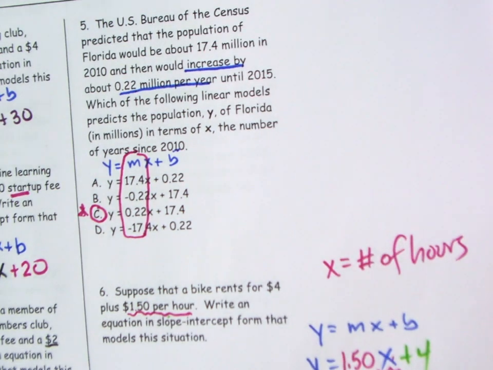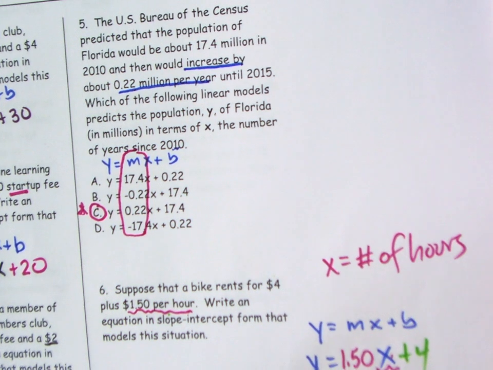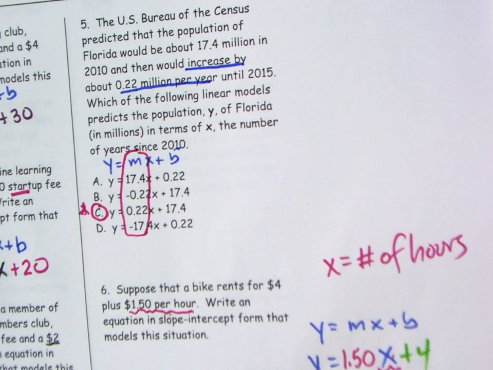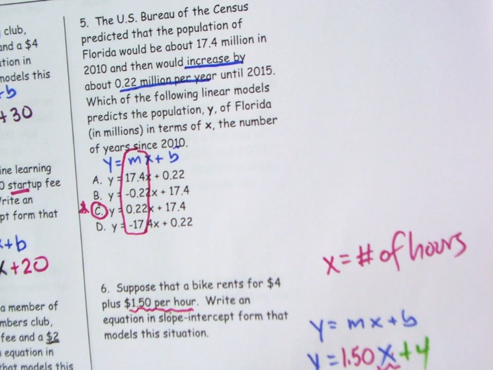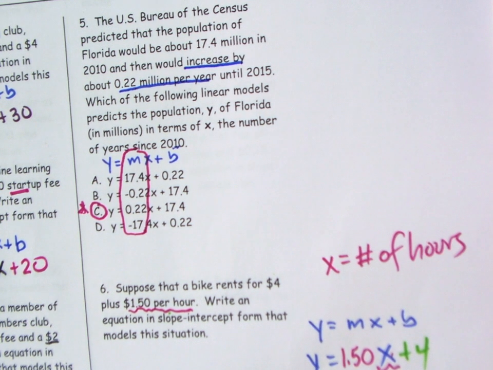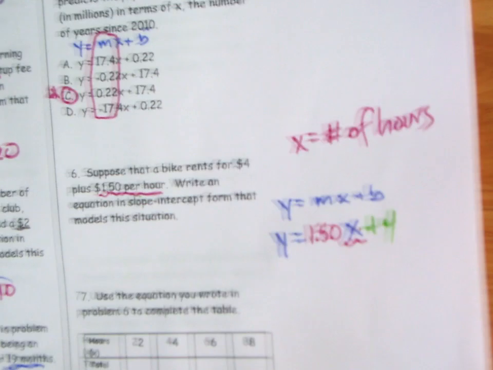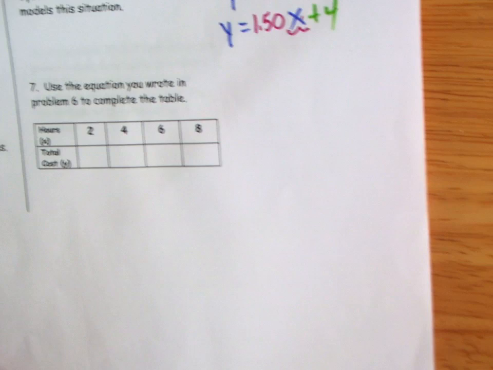All right, so the next one is: use the equation you wrote on problem 6 to complete the table. Use the equation to find out the values. So you're going to use the equation, so we're going to have to plug it in.